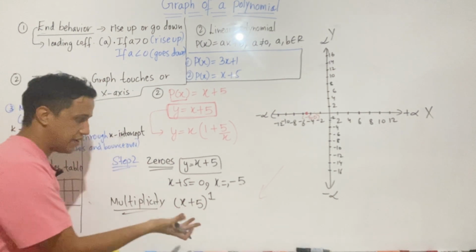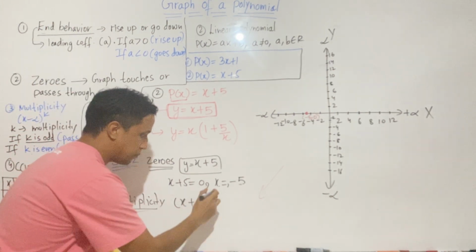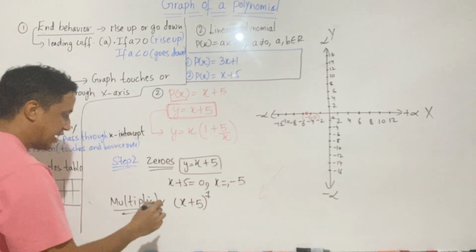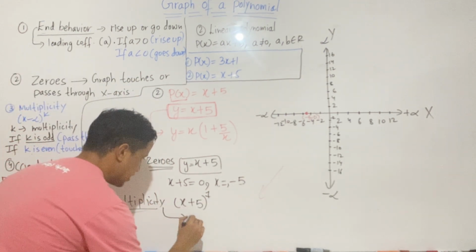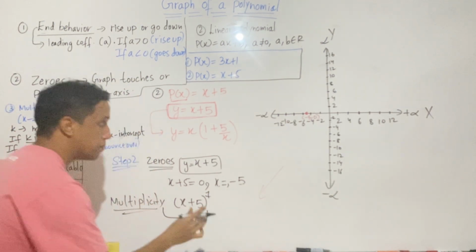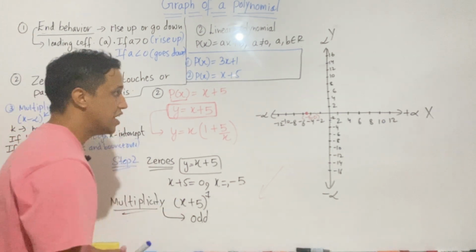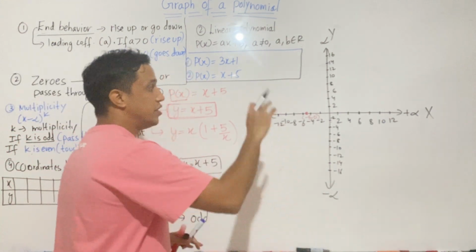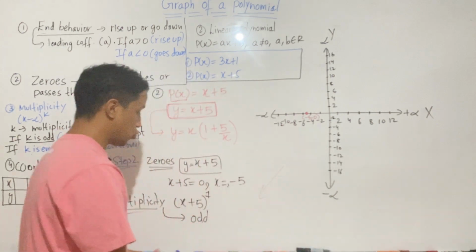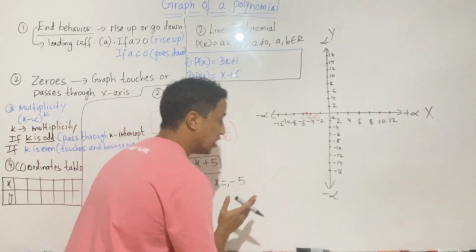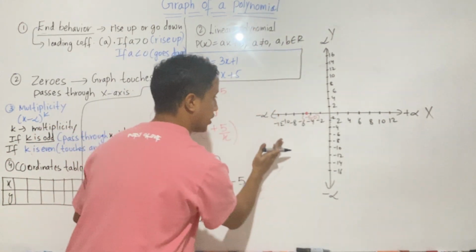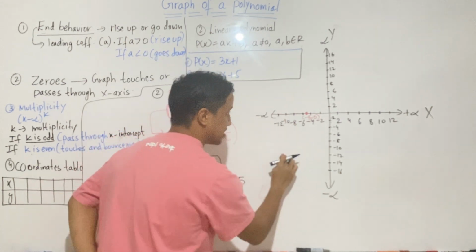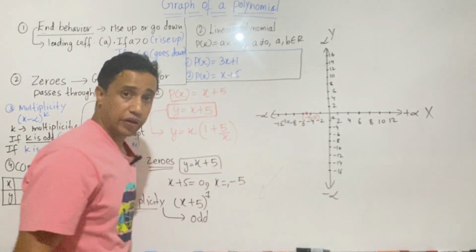Because it is x plus 5, and here there was nothing, so it means it is raised to the exponent 1. It means your multiplicity is odd. So when your multiplicity is odd, whatever your curve is going to be, it will pass through or cut the x-axis at this point.